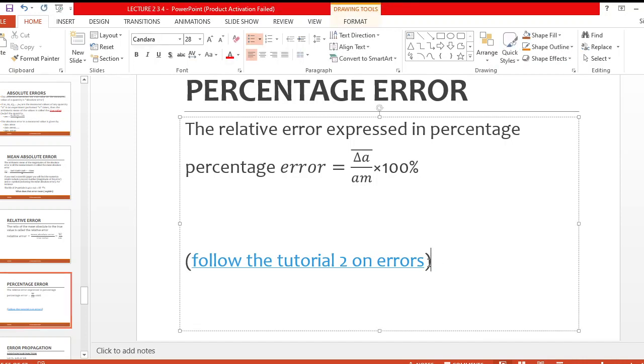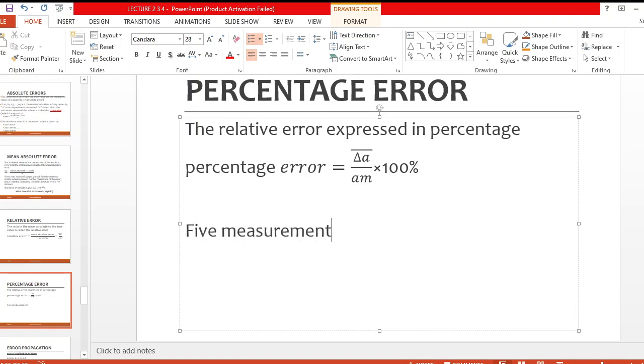For example, let's say that five measurements were taken, and these 5 measurements are 2, 3, 1, 3, and lastly 4. So these are the measurements which I've taken.